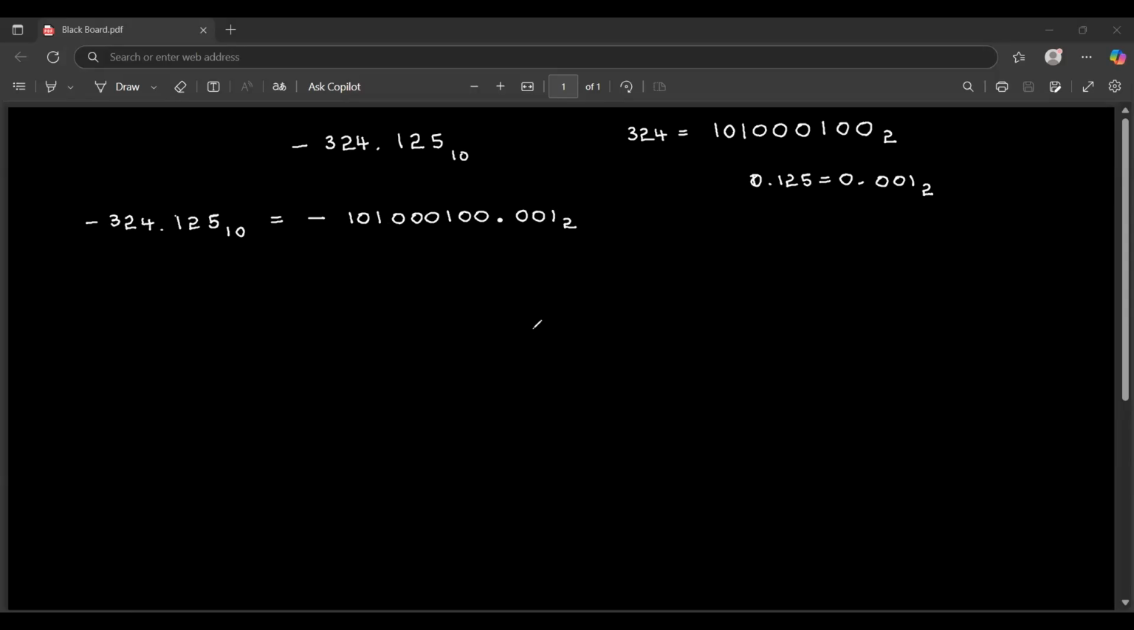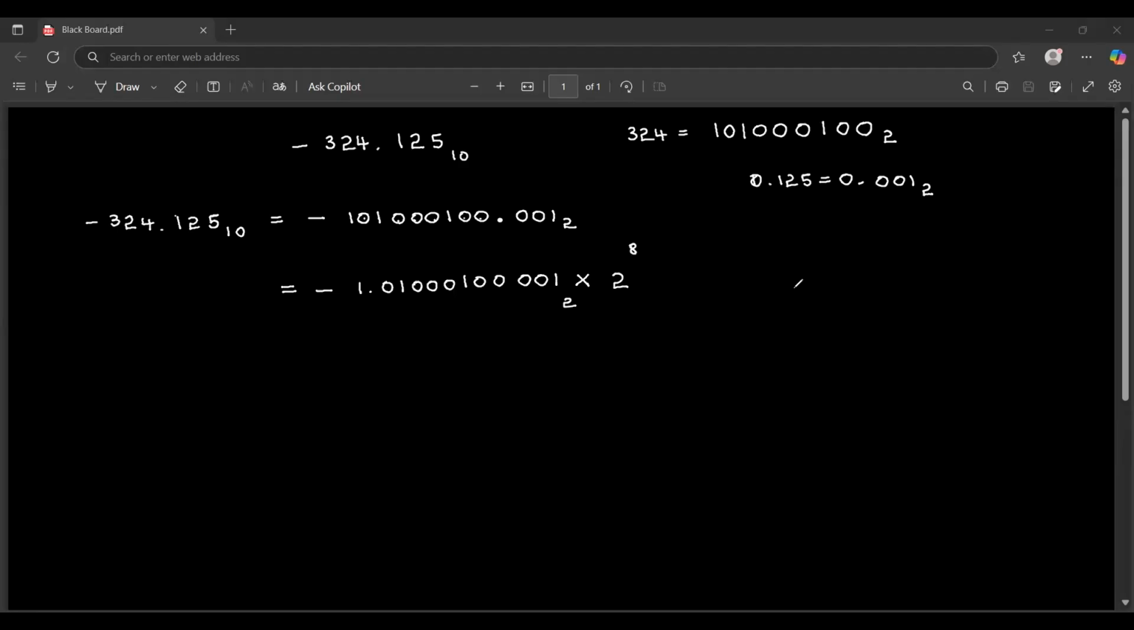So what is the next step? Well, the next step is writing this down in the scientific format. So it will be minus 1.01001000001 times 2 to the power how much? We are moving in the right direction. Counting 1, 2, 3, 4, 5, 6, 7, 8, that's 8 digits, so it will be 2 to the power 8.